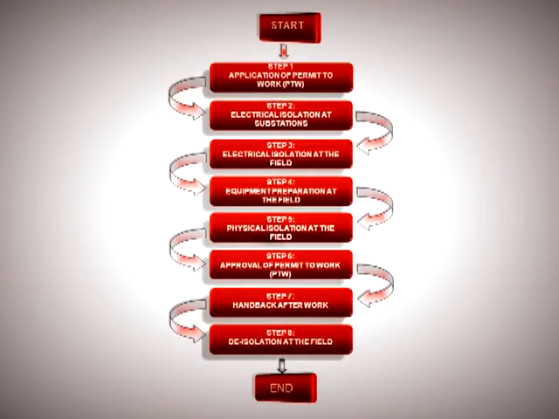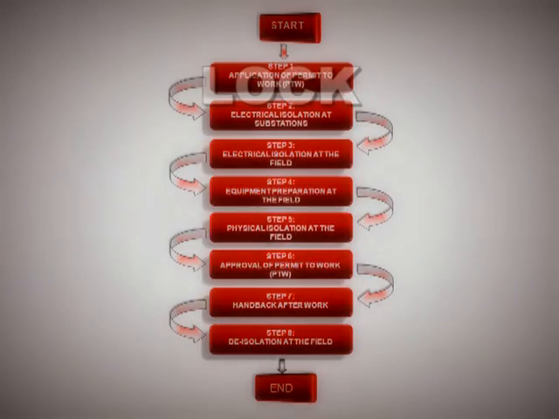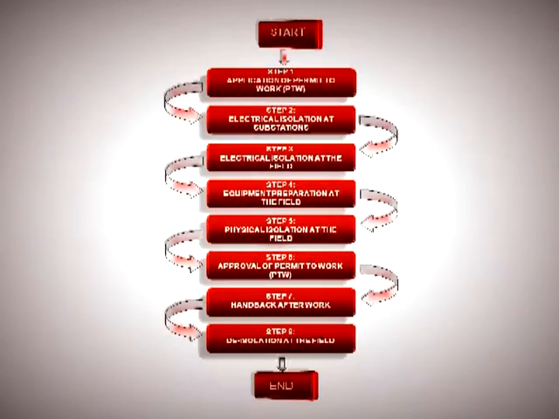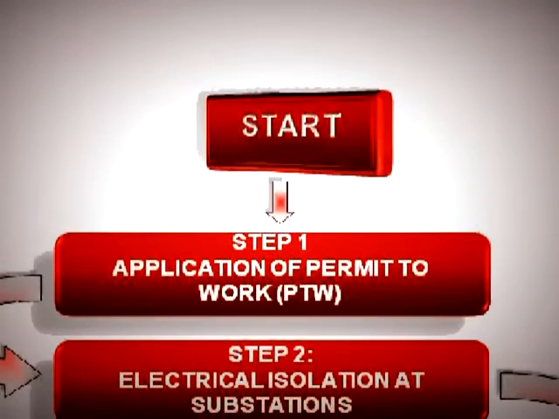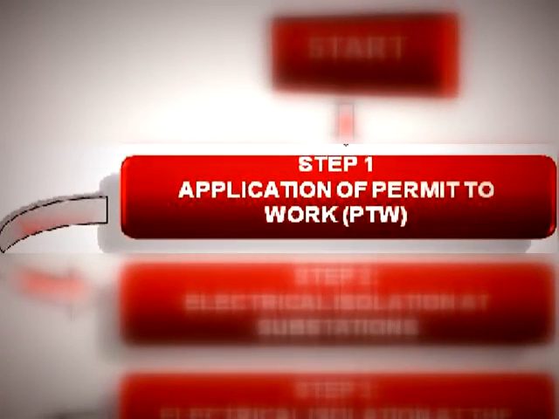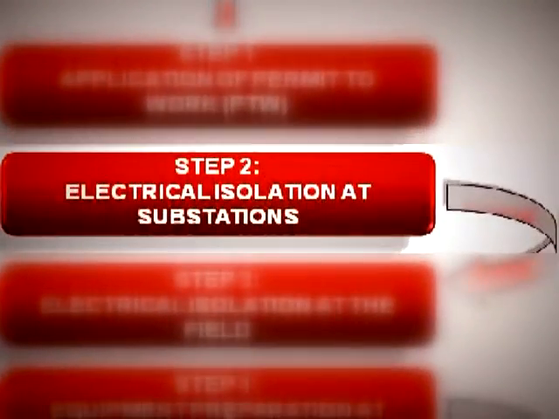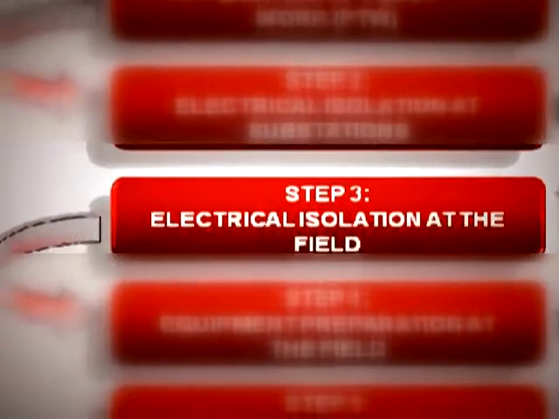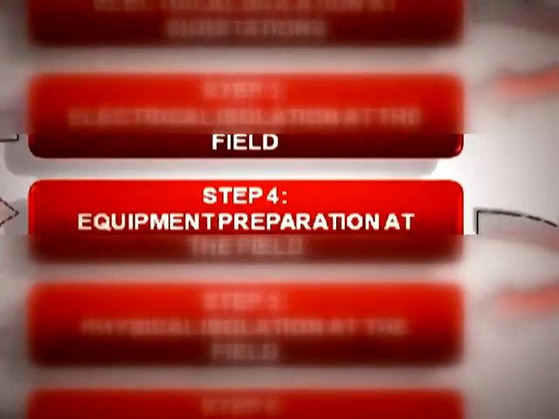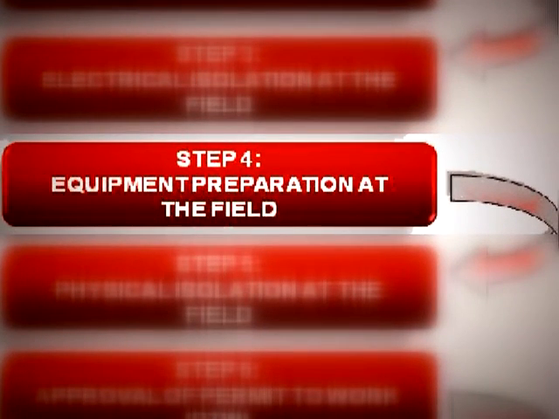This flowchart illustrates step-by-step application of energy isolation, including the concept of lock, tag, clear, and try method. The following are the steps for energy isolation. Step 1. Application of permit to work, or known as the PTW. Step 2. Electrical isolation at substations. Step 3. Electrical isolation at the field. Step 4. Equipment preparation at the field.